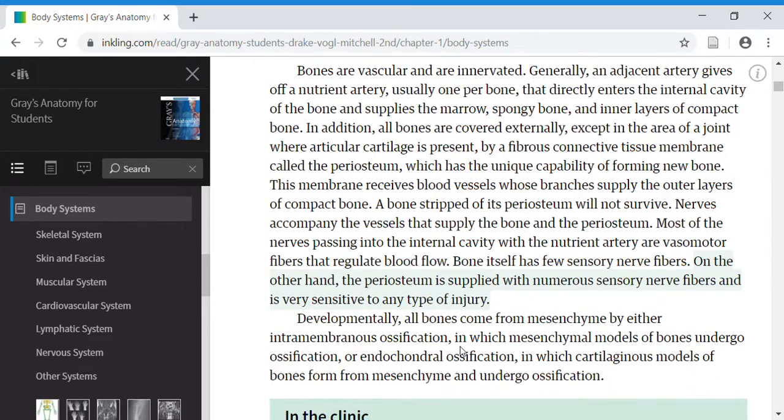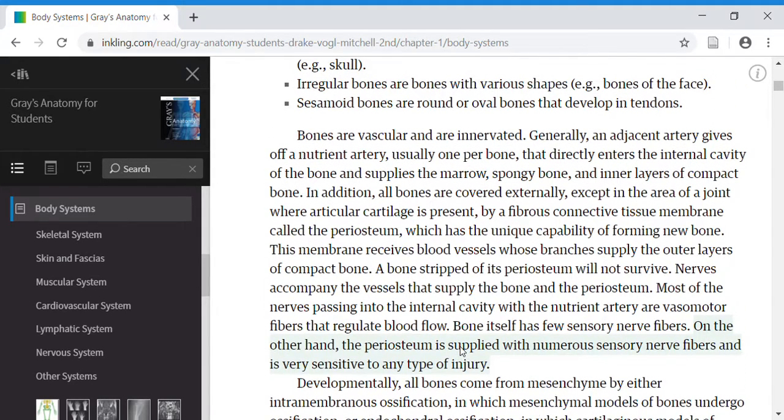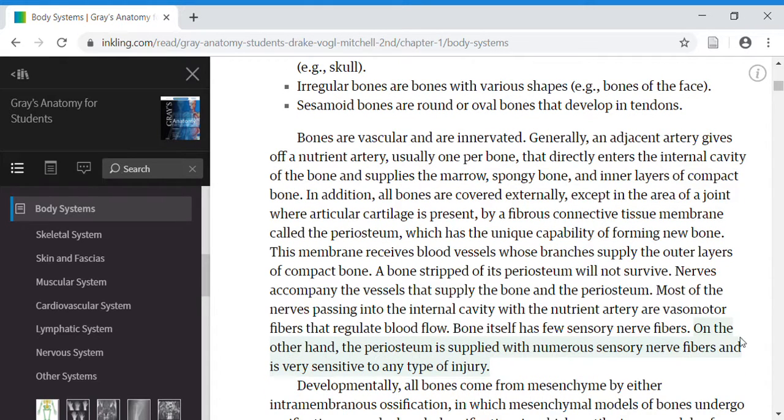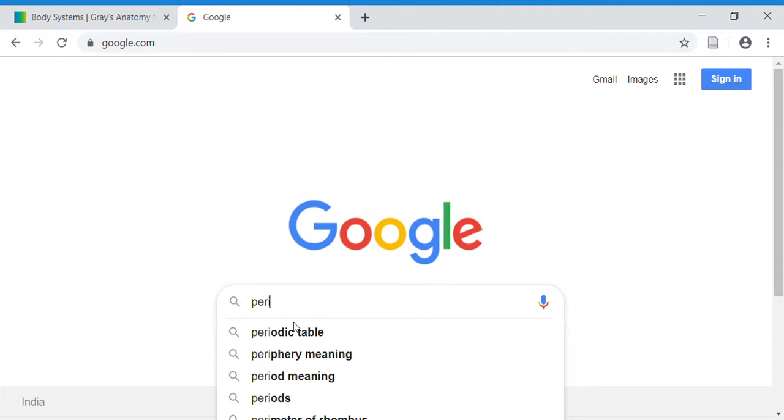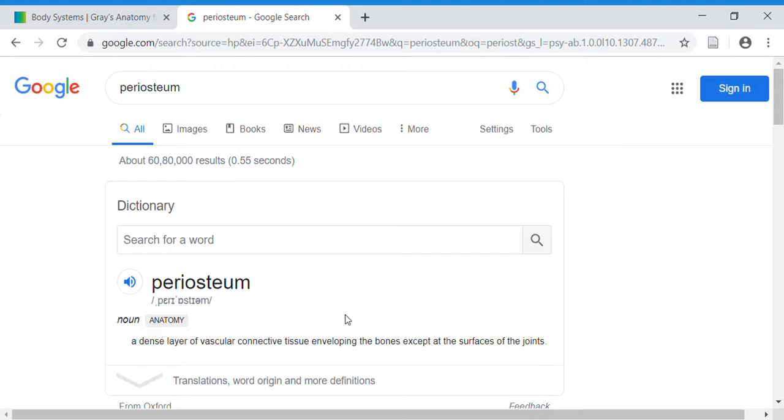On the other hand, the periosteum is supplied with numerous sensory nerve fibers and is very sensitive to any type of injury. So what is the periosteum? The periosteum is a tough layer of vascular connective tissue enveloping the bone except at the surface of the joints.